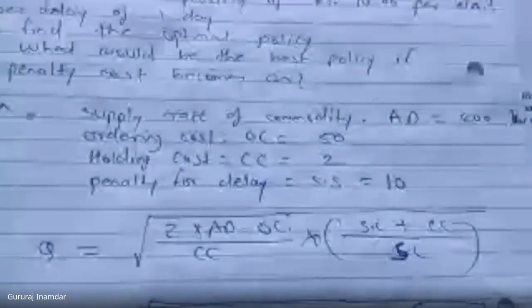So what first amount do we have to calculate? Q. Q is nothing but the EOQ, the optimal order quantity. So what is the formula? Q is the square root of 2 into AD into OC divided by CC, into SC plus CC divided by SC. We have already taken the given data: AD is equal to 200, ordering cost OC is equal to 50. So put all these values.